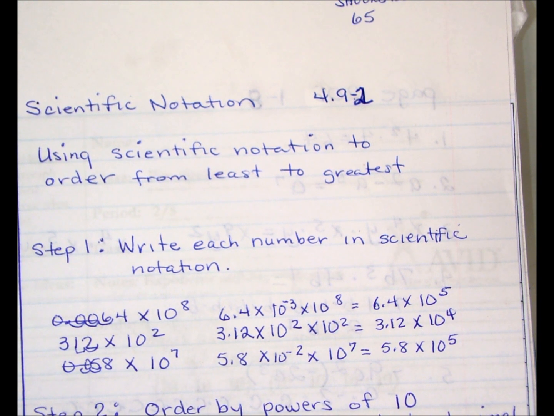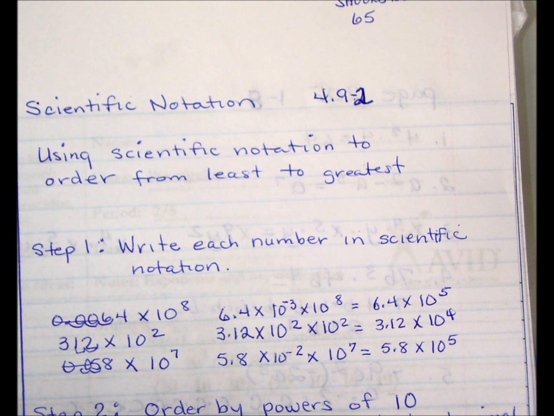This is the second half of our notes on scientific notation, and we're going to learn how to order scientific notation from least to greatest, and we're going to learn how to multiply numbers that are in scientific notation. So pay attention to this. It's not quite easy to do, but I know you can get it done.